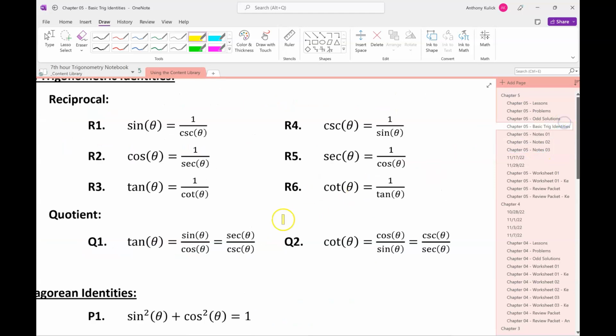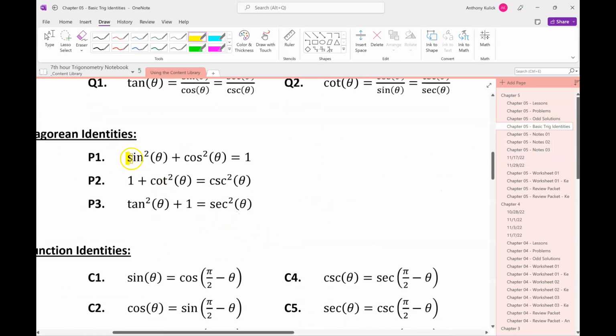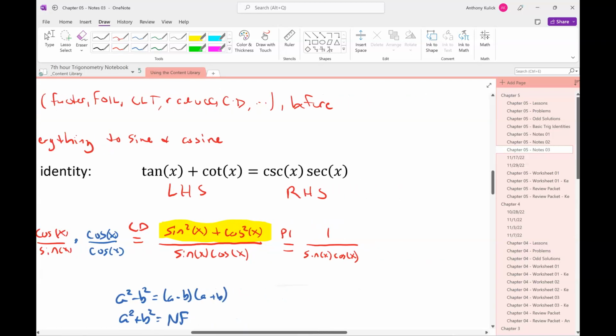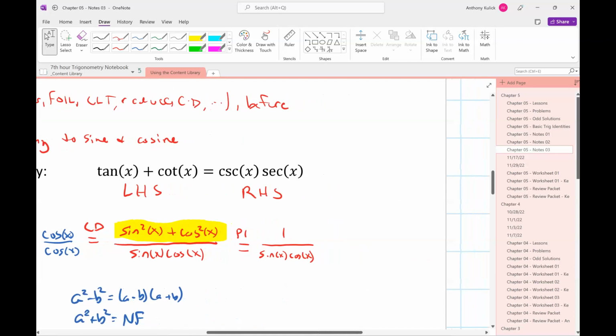The Pythagorean. So I go and I look and say, aha! P1. Sine squared plus cosine squared. That's what I have. That's just equal to 1. Fantastic. Everybody's okay with that?